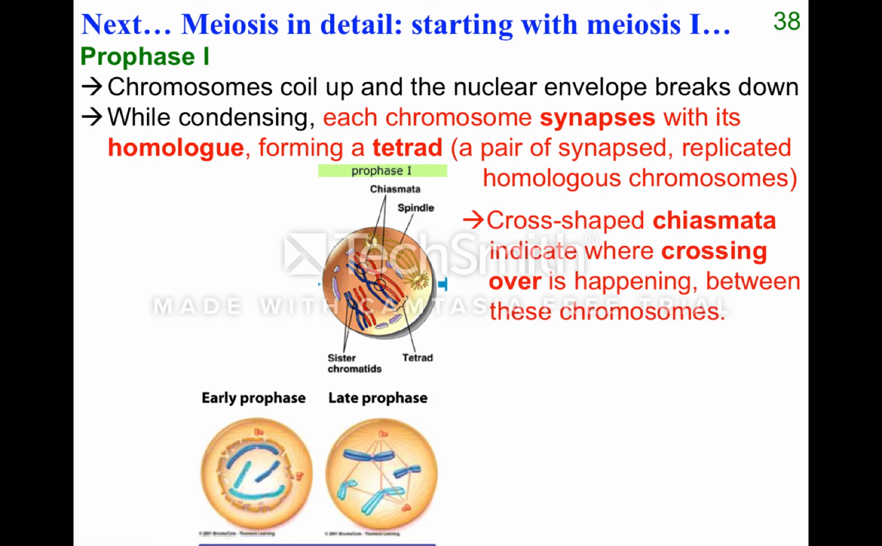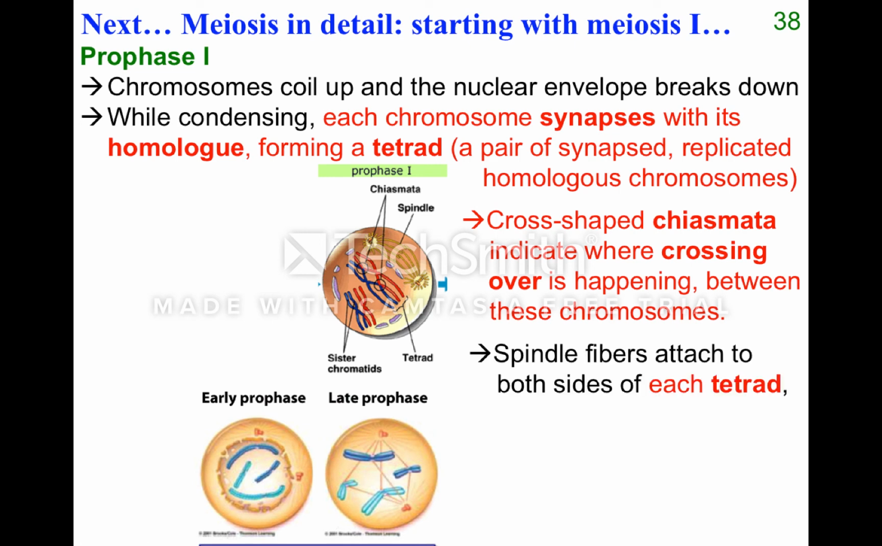Once they've synapsed, you can also notice some chiasmata, meaning these cross-shaped structures here, which tell us, under a microscope, where crossing over is happening between these chromosomes. As you saw in the pre-lecture video, when there's crossing over happening, you're breaking both strands at the same point and swapping the pieces, so that you get different combinations of alleles from the two different parental chromosomes mixing together.